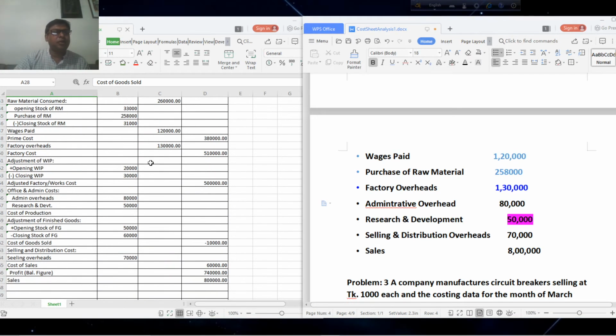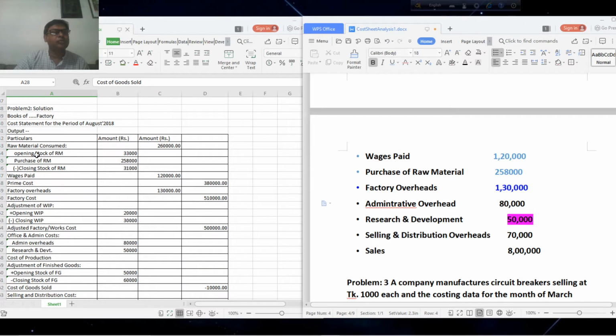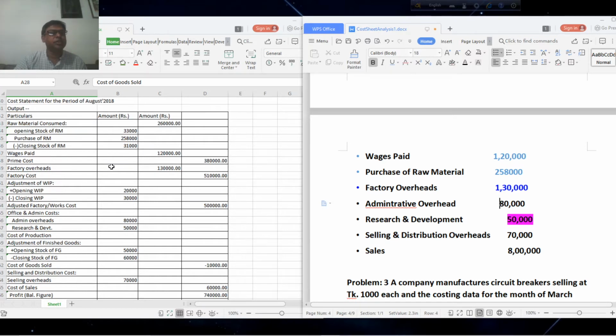So first, we have to find out the raw material consumption, and this is the opening stock of raw material, purchase, closing stock of raw material, wages paid, prime cost. We'll find out the prime cost, then the factory overheads.